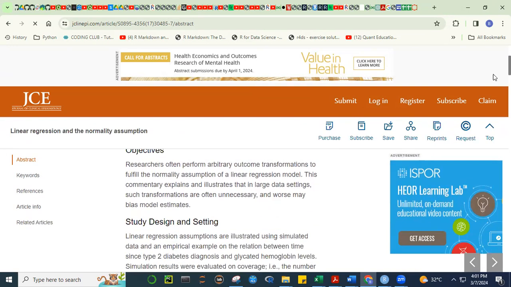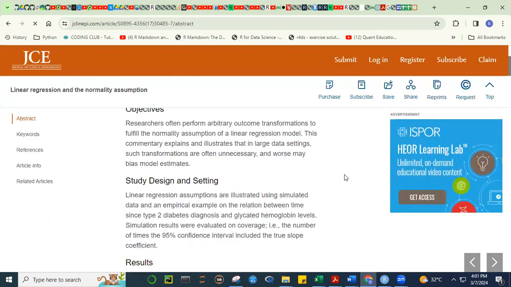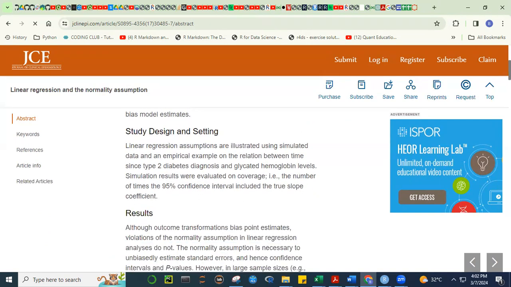Ang sinasabi dito, may mga research na kapag hindi normal, one way to address that is to transform your data. Pwedeng yung dependent variable mo gawin mong log o gawin mong square, etc. Pero ang sinasabi ng article na to, that might not be needed, no?